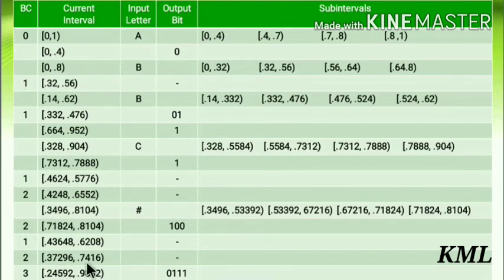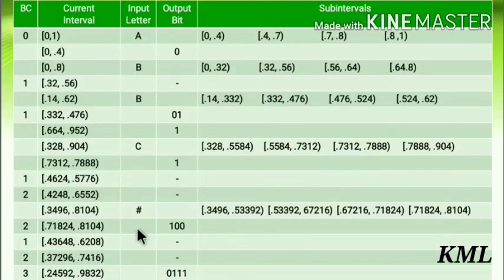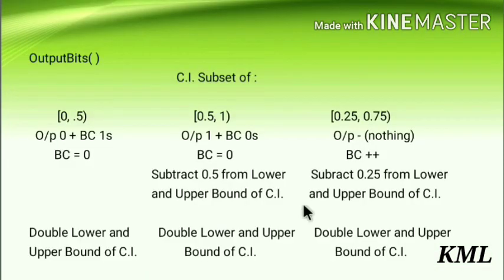So you have 0.3 and 0.74. Again, if you see, 0.3 is greater than 0.25 and 0.74 is less than 0.75. So it falls in this one. Again, you have to output nothing and increment the bit count. Now bit count was 1, now it becomes 2, and you have to subtract 0.25 and double.